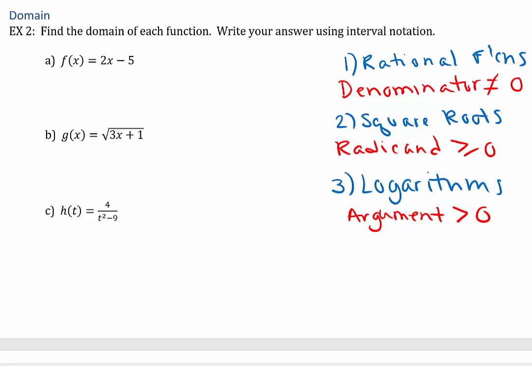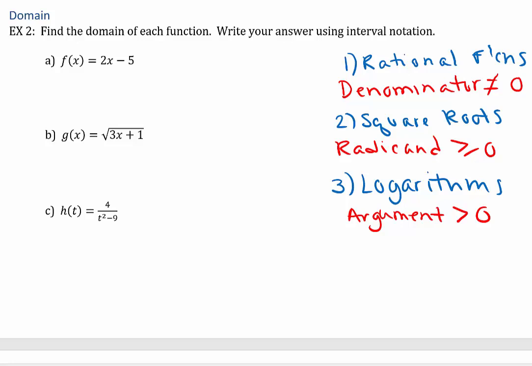Domain refers to basically just the set of all inputs. What kind of x's are you allowed to plug into a function? And so to find domain, we have to remember what kind of restrictions we have with various operations and various types of functions. And so over to the right, I have a list of some of the important restrictions that come up when you're finding domain.